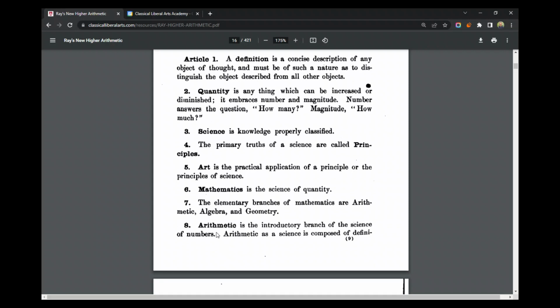Article 8, we learn what arithmetic is, which is the subject of this course. Arithmetic is the introductory branch of the science of numbers. Notice that arithmetic doesn't deal with magnitude, it deals with number.